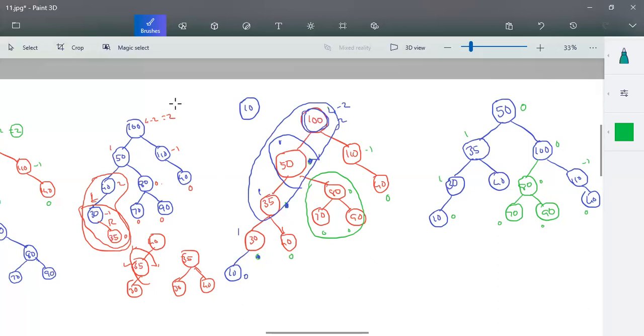Okay. So from the node where the imbalance occurs, you have to check whether it is LL or LR or RL or RR. Then you have to perform the rotation accordingly.